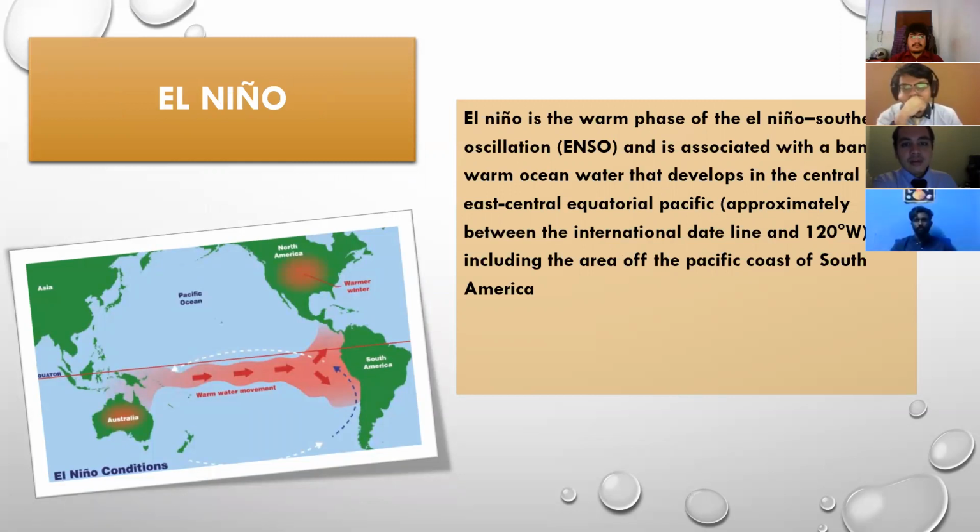Next is El Nino. El Nino is the warm phase of the El Nino Southern Oscillation, acronym ENSO, and is associated with a band of warm ocean water that develops in the central and east-central equatorial Pacific, approximately between the International Date Line and 120 degrees west, including the area of the Pacific coast of South America.